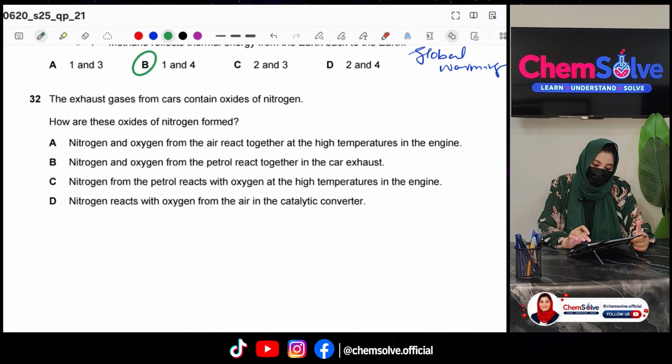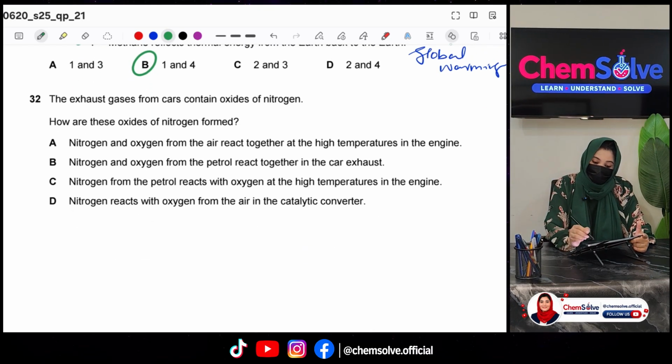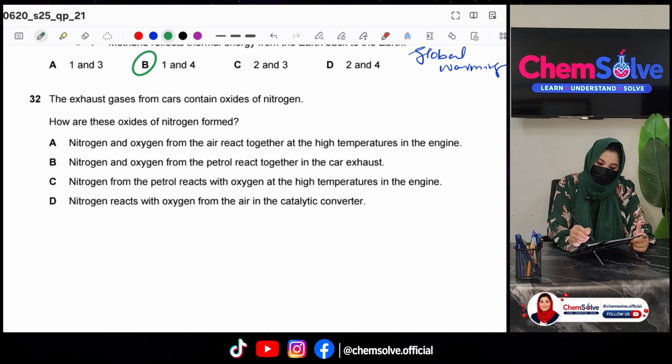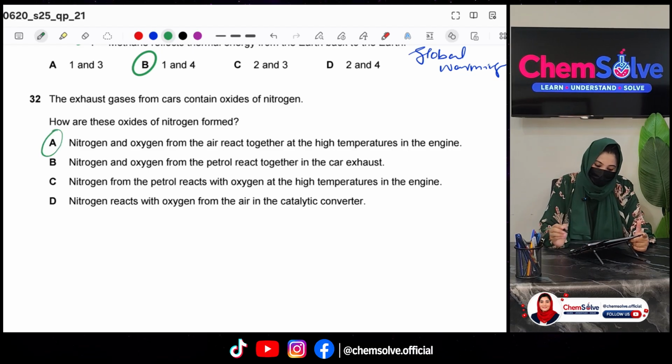Okay, now the next question is question number 32. The exhaust gases from the car contain oxides of nitrogen. Nitrogen and oxygen from the air react together at the high temperature in the engine. Yes, this is the correct option. So no need to look at the other options because this option is correct.